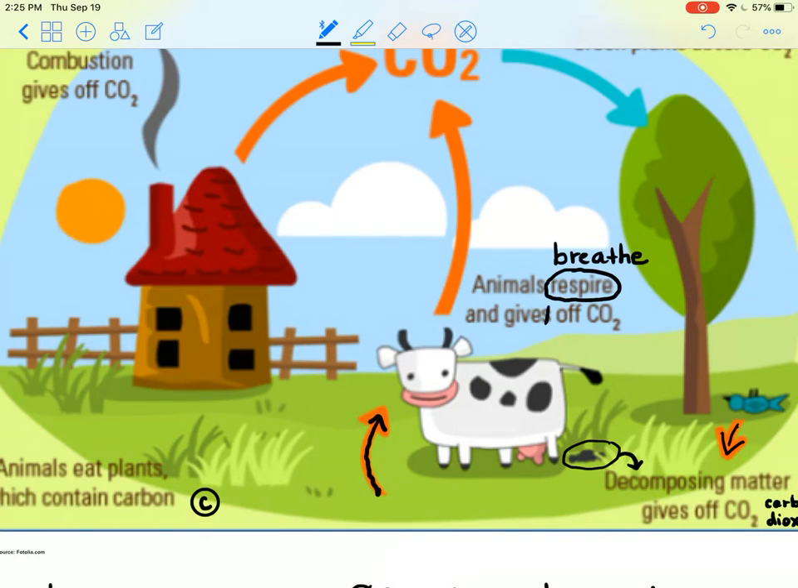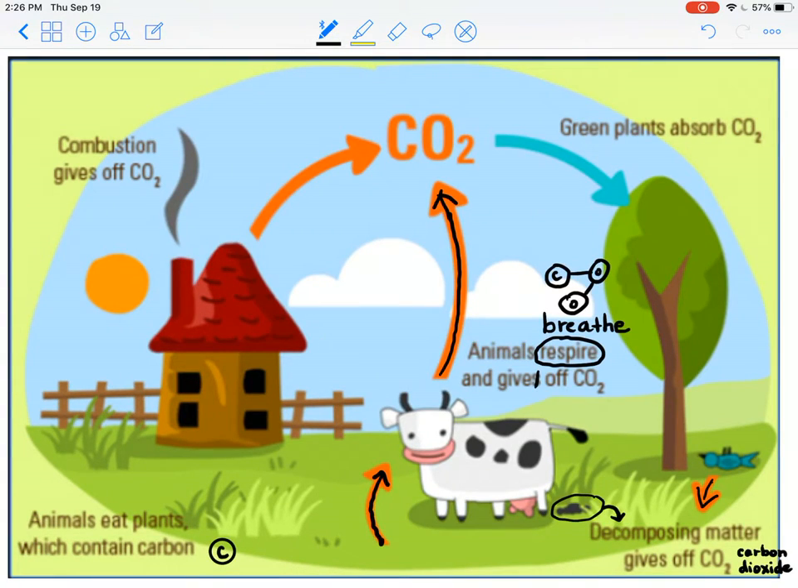Animals breathe and give off CO2. So when you and I breathe out, we are putting carbon dioxide into the atmosphere. And remember, carbon dioxide is a carbon and two oxygens joined together. So this one down here is just plain carbon. This is CO2, carbon dioxide. And that's what they're showing me here, that the animal is breathing and giving off that carbon dioxide.